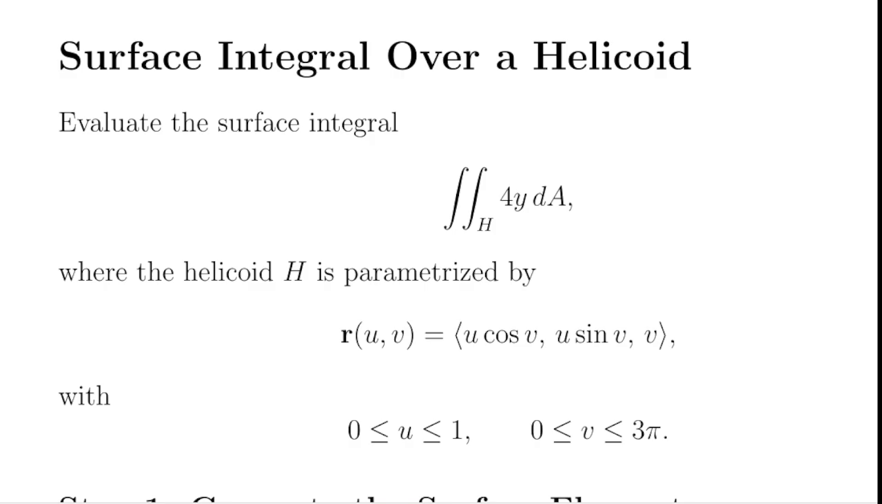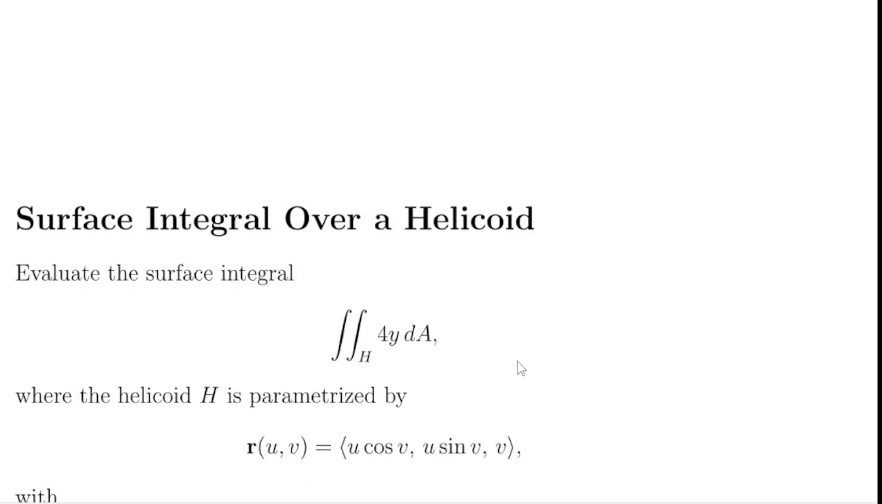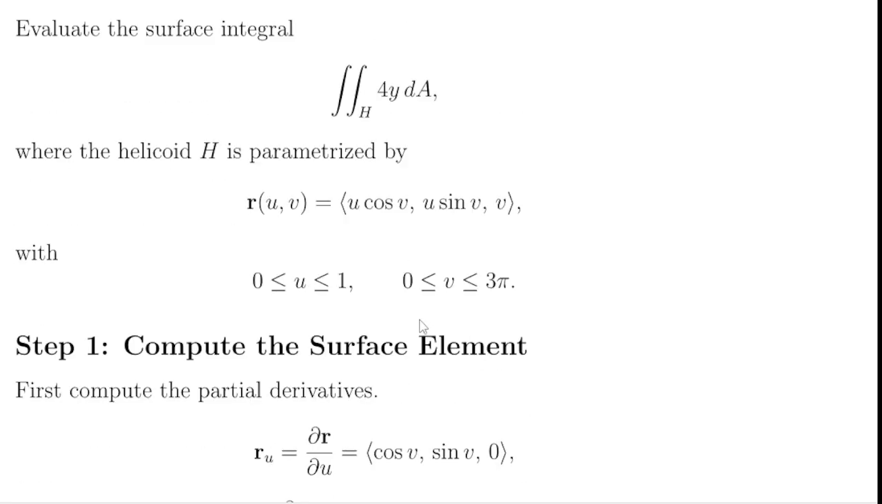In this video, we want to find the surface integral over a helicoid. So we have the double integral of 4y dA, where the helicoid H is parametrized by r of u, v equals u cosine v, u sine v, and v. And here u is going to be between 0 and 1. v is between 0 and 3 pi.